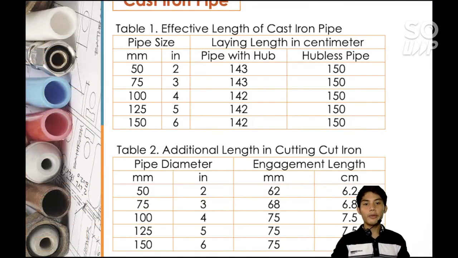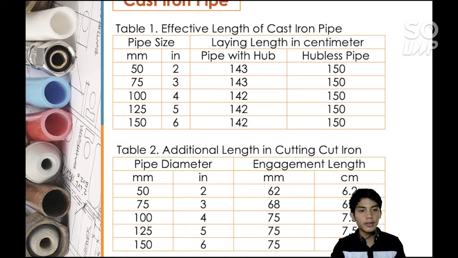So for Table 1, effective length of cast iron pipe. We have here the pipe sizes in millimeters as well as in inches, then laying length in centimeters. For the pipe with hub, these are the values. Then for the hubless pipe, these are the corresponding values. Then Table 2, additional length in cutting cast iron. These are the pipe diameters, then these are the measurements, then engagement length. So that's it.